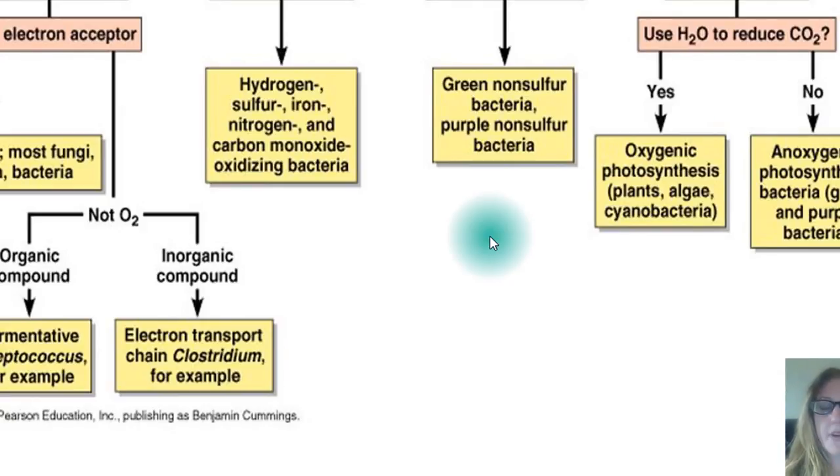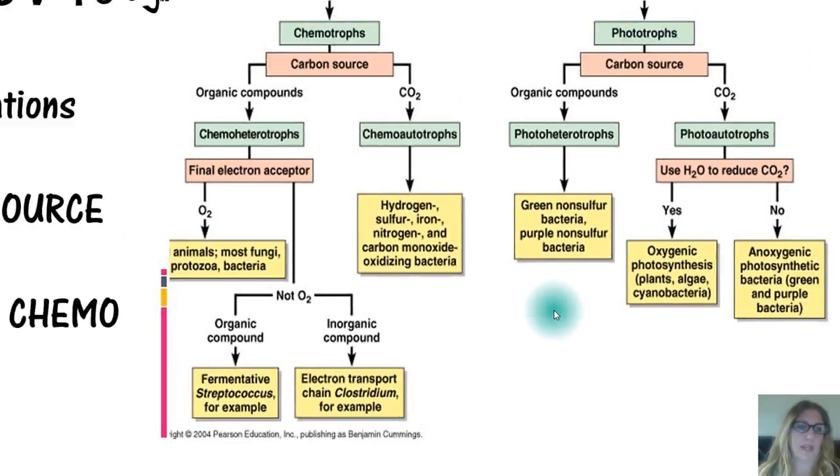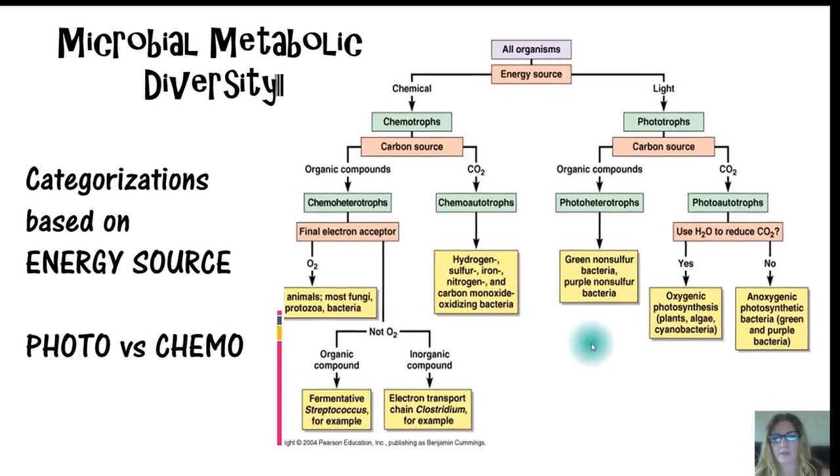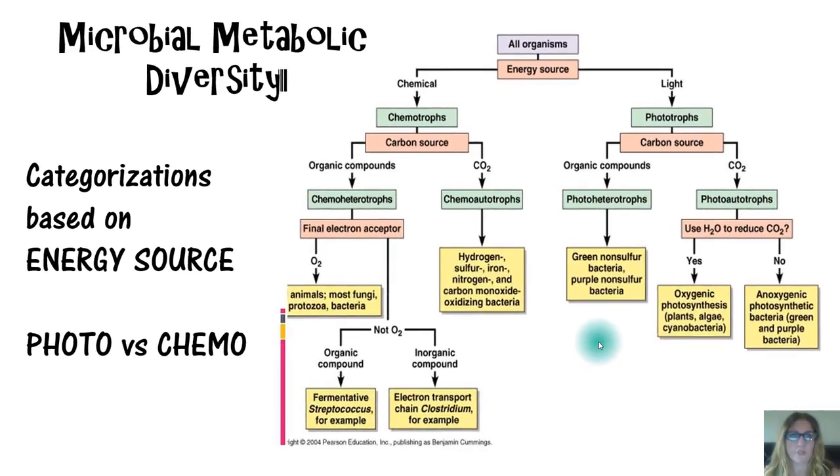We could also reorganize the table in another way to categorize based on the energy source first. And if we did that, then it would look like this. So we have energy source. So if it's chemical, and that would include food, like having to eat, versus I can't eat sunlight and live for long.